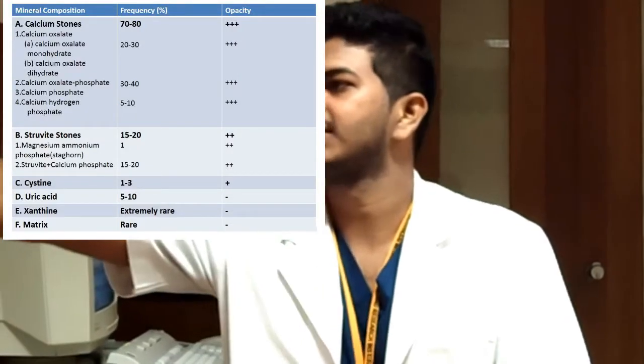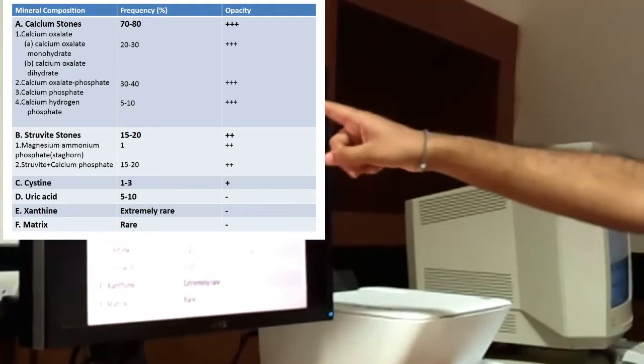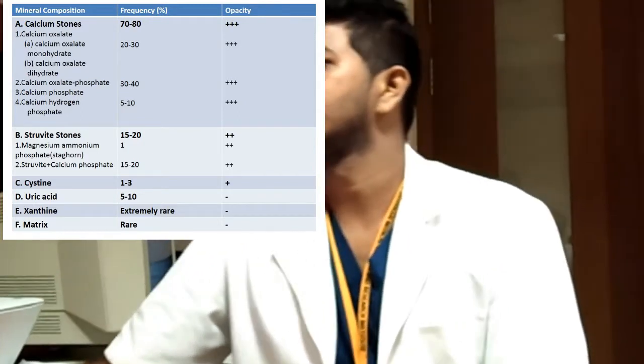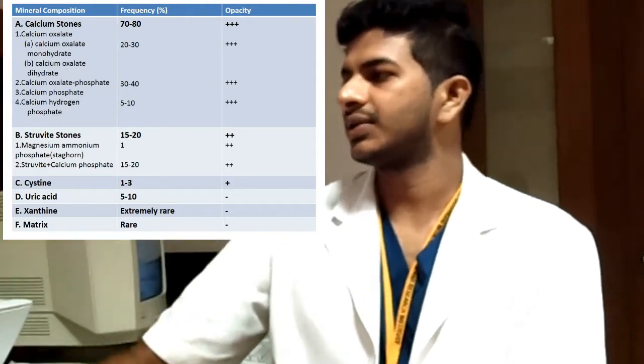So the frequency of the different types of stones and their radio opacity. Calcium stones are the most radio opaque stones. 70 to 80% of stone calculi are calcium calculi, and struvite stones come second with 15 to 20% frequency and lesser radio opacity than calcium stones. Then come cystine and uric acid stones. Cystine stones are mildly radio opaque, and the incidence is very low. Uric acid stones are 5 to 10%, and not radio opaque. Xanthine and matrix calculi are very rare and can be seen only by IVP.